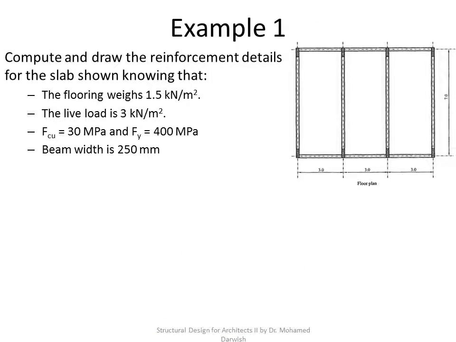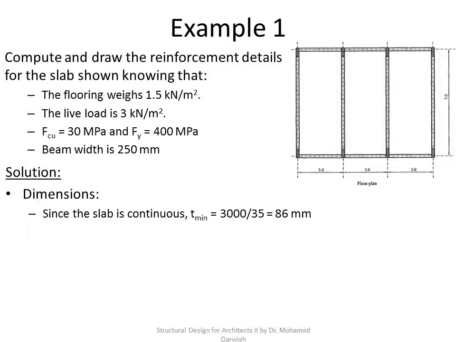Let's take an example here. Here you have a three-bay one-way slab. The flooring weight is 1.5 kilonewton per meter square. The live load is 3 kilonewton per meter square. FCU is 30 megapascal. Fy is 400 megapascal. The beam width is 250 millimeters.